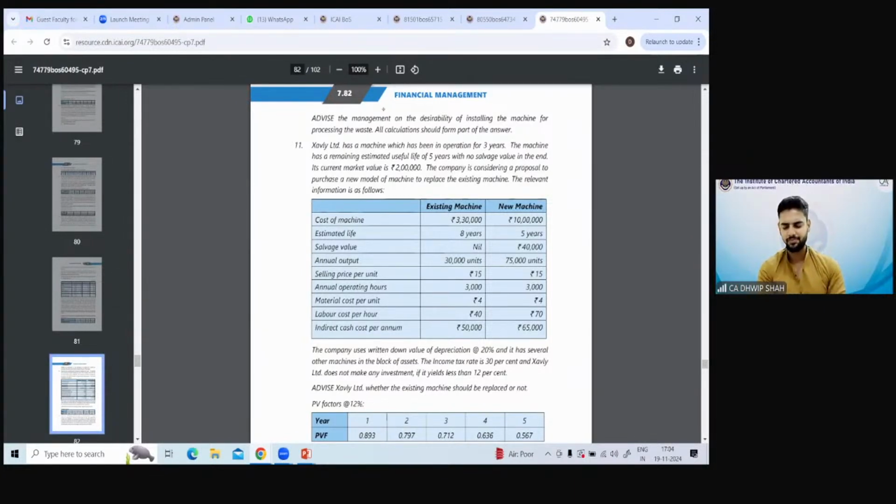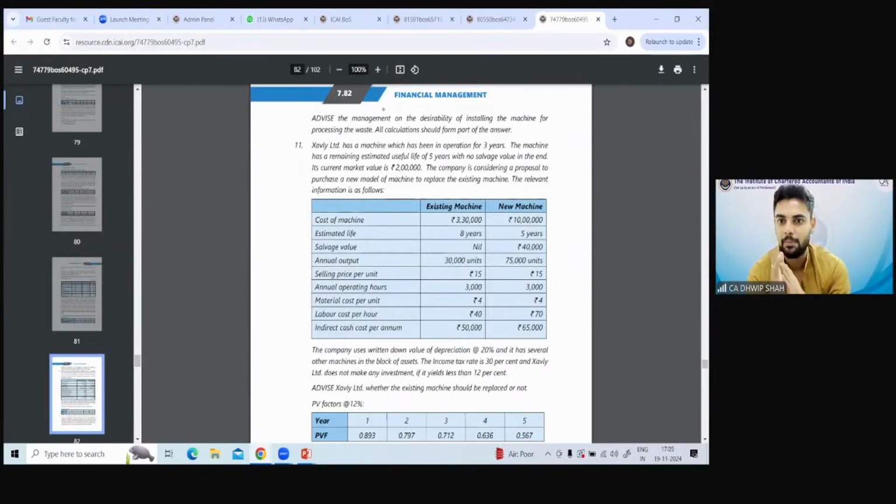So let's say currently we are using an existing machine and now we are contemplating to replace the existing machine with a new machine. So this is a replacement type question. You are evaluating replacement of the existing machine with a new machine. So in that case, we use the incremental approach.